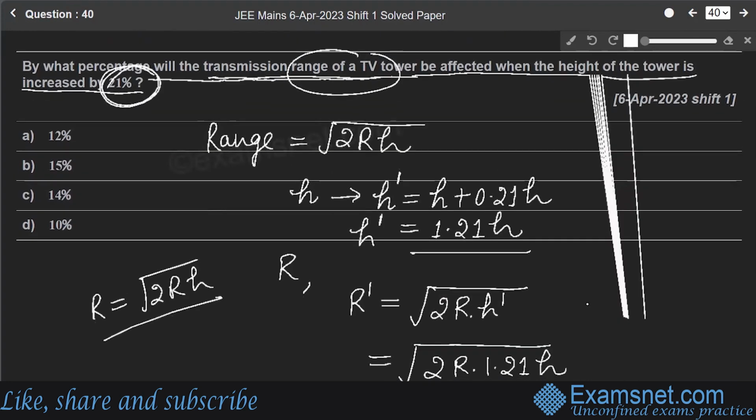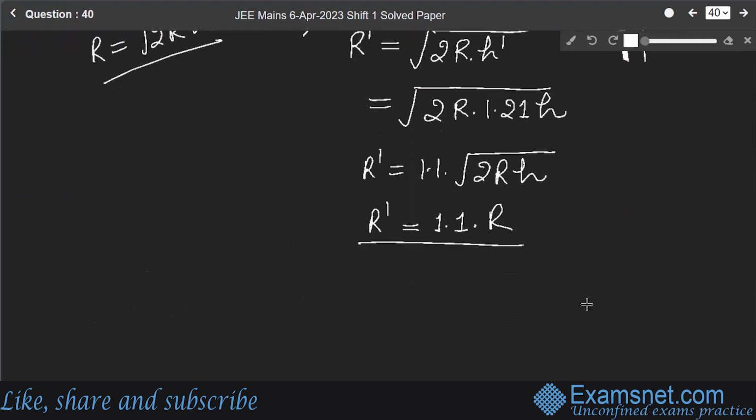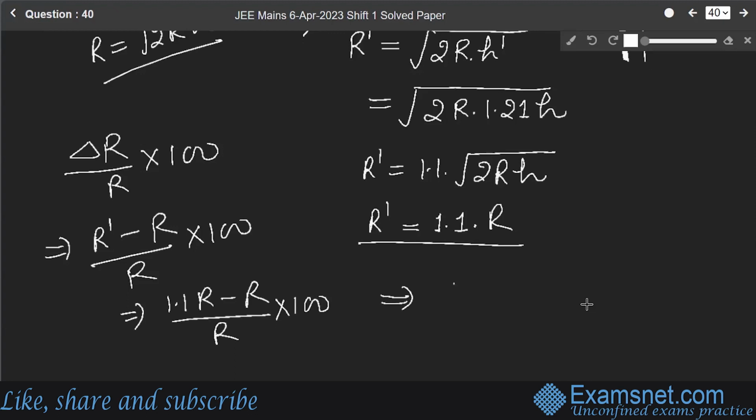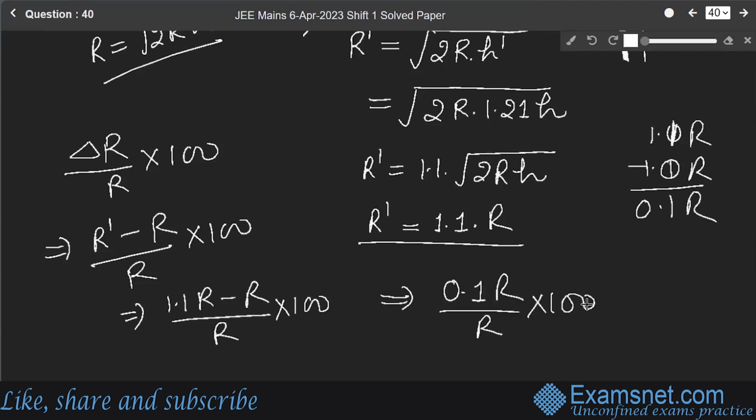So the percentage change in the transmission range will be equal to delta R over R into 100. So it will be equal to R dash minus R over R into 100. It will be equal to 1.1 R minus R over R into 100. It will become 1.1 R minus 1 R, so it will be equal to 0.1 R over R into 100. So the percentage change will be 10%.